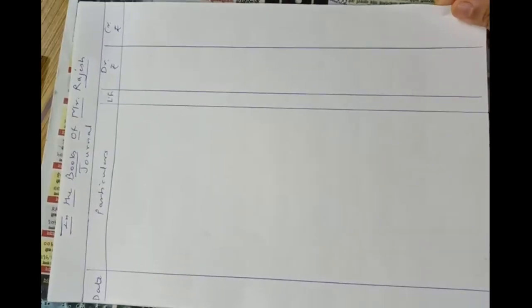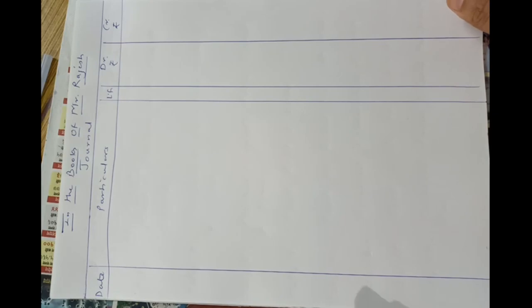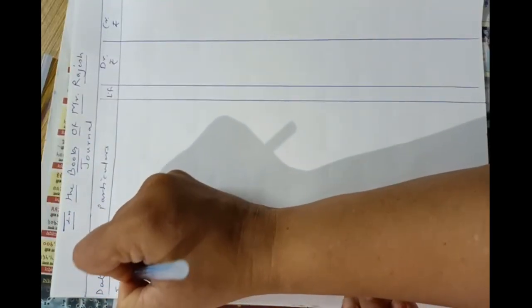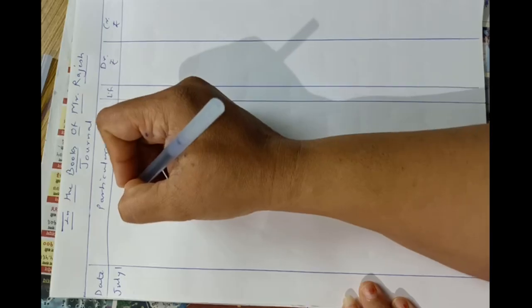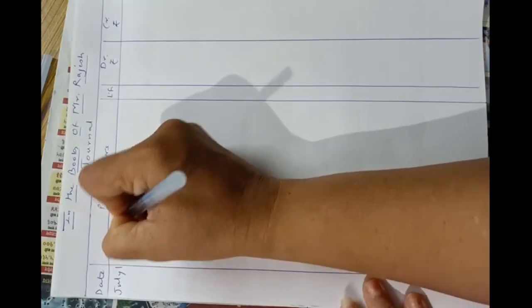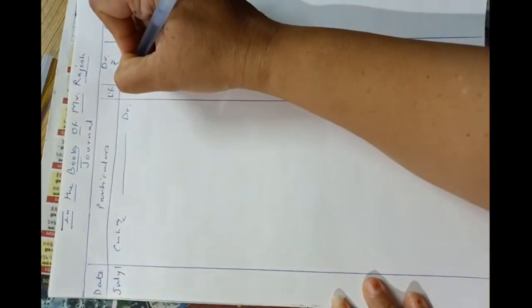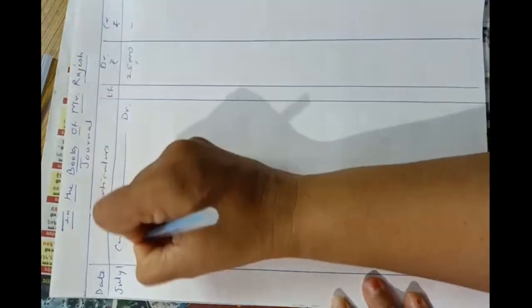Let's start. Now we all know how to pass the journal entries. So I will pass the journal entries directly without discussing the accounts. We have to discuss these accounts in mind and we will pass the journal entry directly in journal. Okay, so July 1st. Started business with cash rupees 25,000. We all know that two accounts are involved in this transaction, that is cash account and capital account, and the entry will be cash account debit rupees 25,000 to capital account.